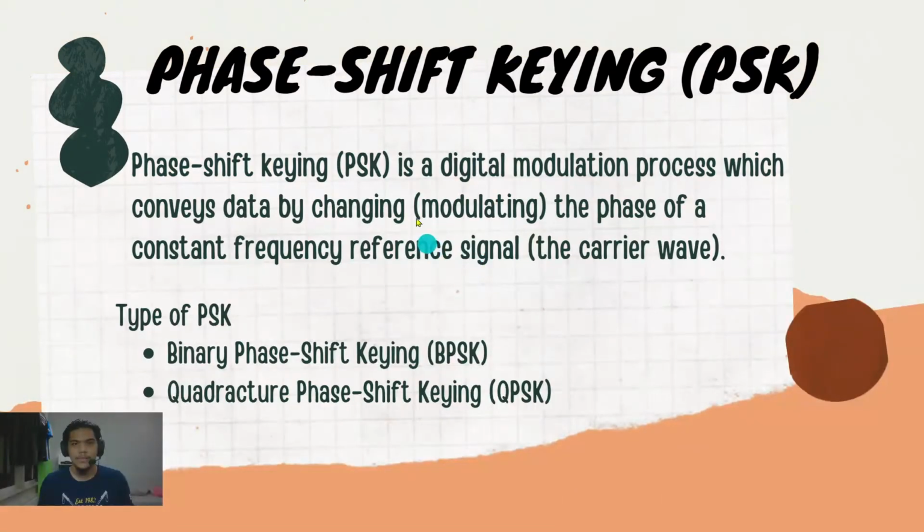Hi, I will explain about phase shift keying (PSK). Phase shift keying (PSK) is a digital modulation process which conveys data by changing the phase of a constant frequency reference signal. PSK has two types. First, binary phase shift keying (BPSK), and second, quadrature phase shift keying (QPSK).